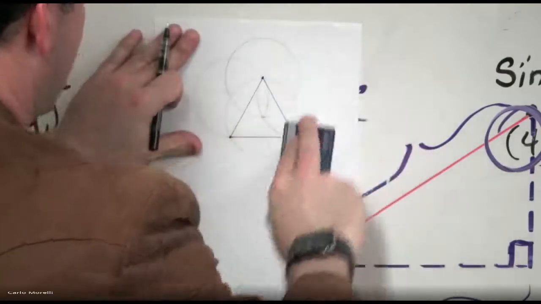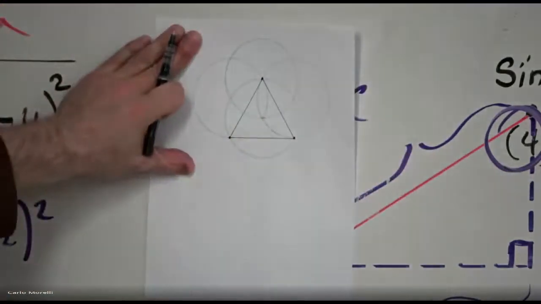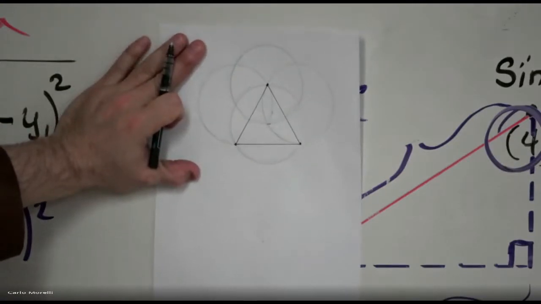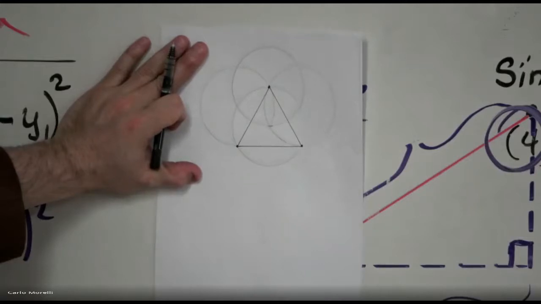If you did everything right, this is what you should see. A perfect equilateral equiangular triangle. That means that all sides and all angles are equal.